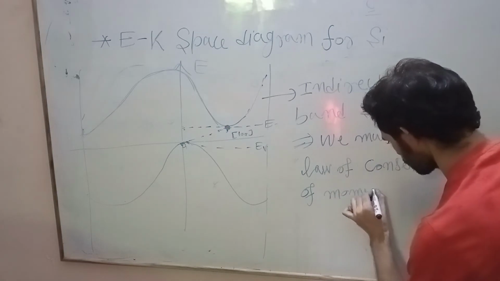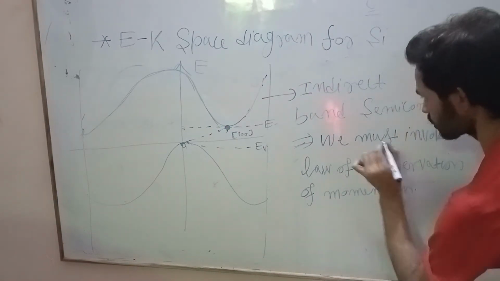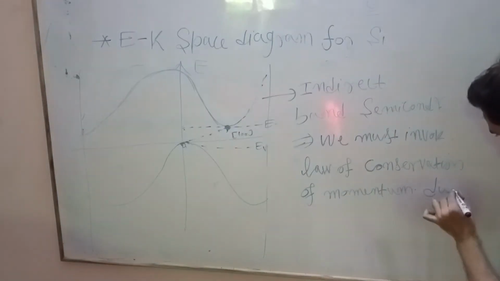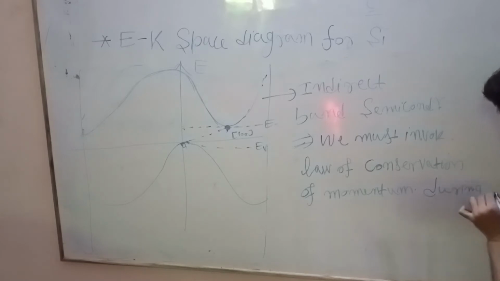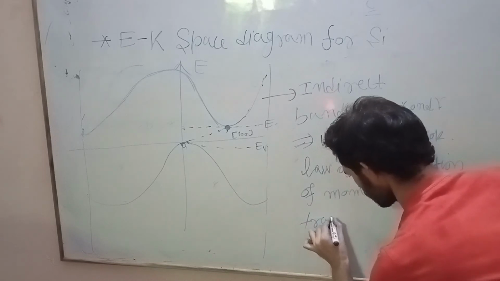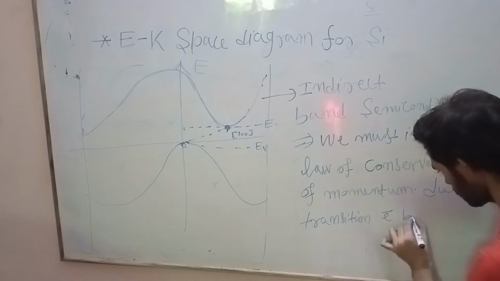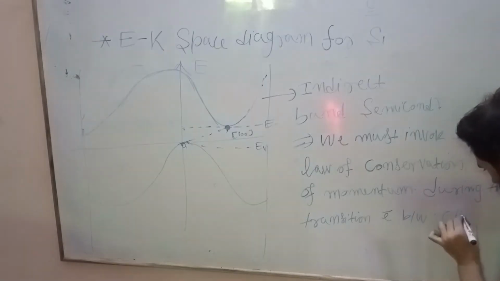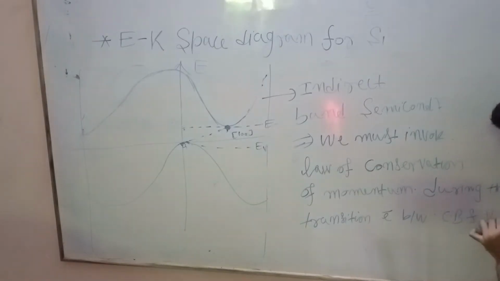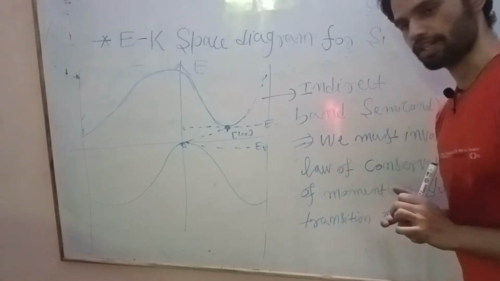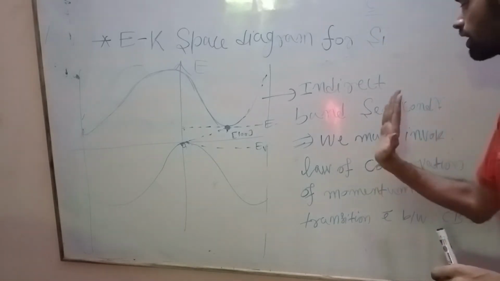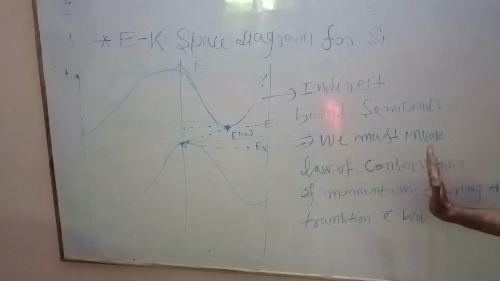Momentum. So, during the transition of the electron between the conduction band and the valence band, we must invoke the law of conservation of energy.